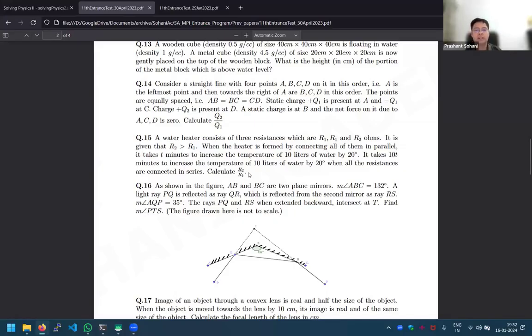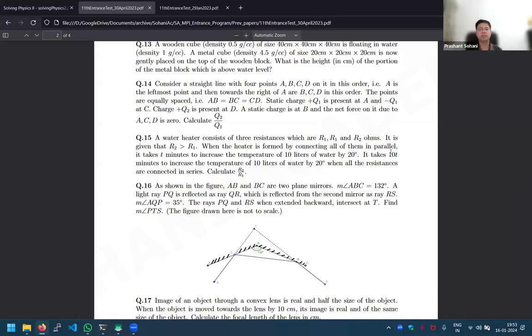So let us say I double the value of R1 and double the value of R2, the ratio does not change, right? Even in the information given, in some combination it takes T minutes to increase the temperature, and in some other combination it takes 10 T, which is 10 times. So the information given is also in terms of ratios. Everything is coming down to ratios.